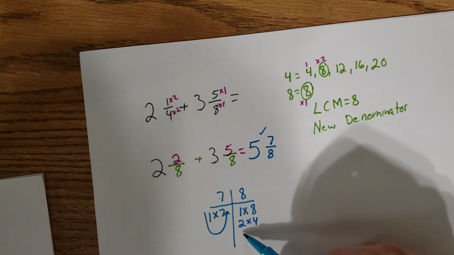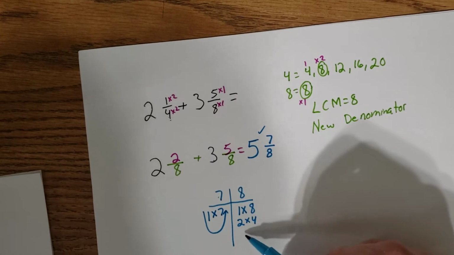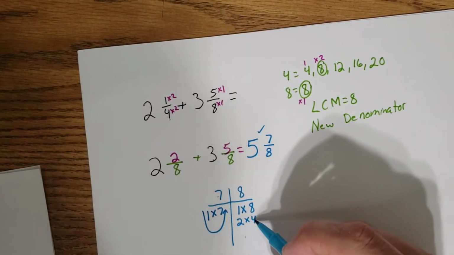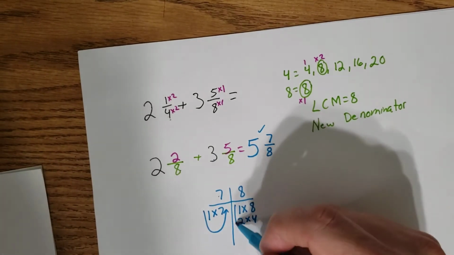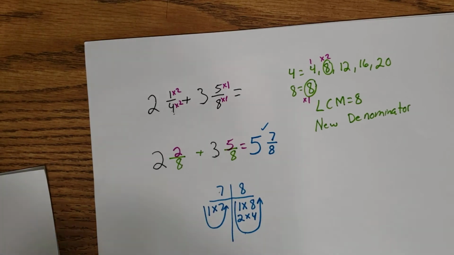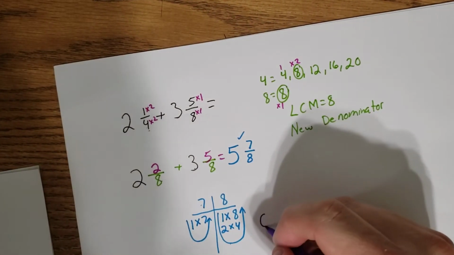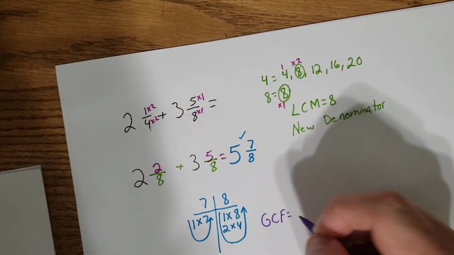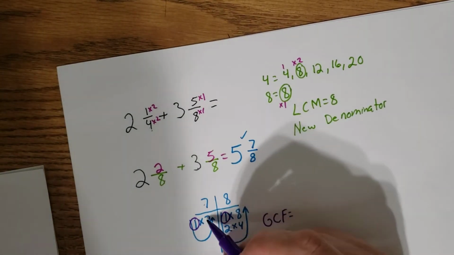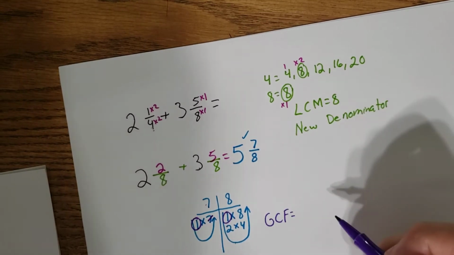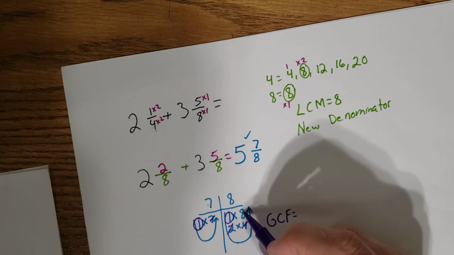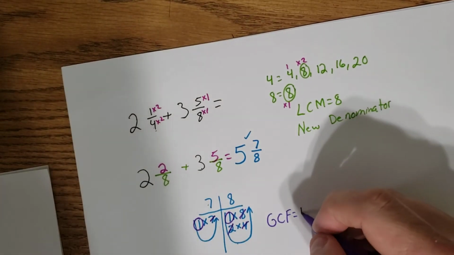3 times 1 is 3. 3 times 2 is 6. And 3 times 3 is 9. 3's don't make an 8. What comes after 3? 4. You already have a 4 right here, so you are done. So we got our factors. Now we got to find the ones they have in common so we can find the greatest one. They always have a 1. 7 has a 7. 8 does not. 7 does not have a 2 because it only has a 1 and a 7, which means it doesn't have a 4 and it doesn't have an 8. So our GCF is 1.